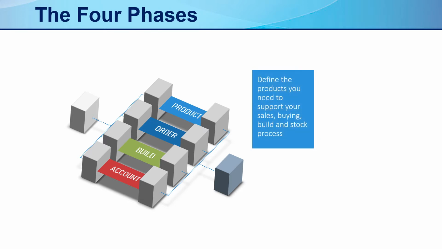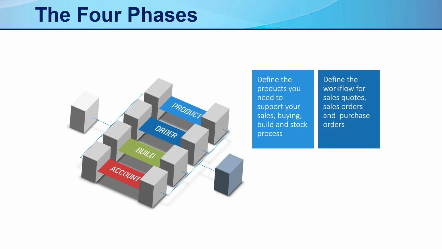The first phase is the product phase, where we define the products that you need to support your sales, buying, build, and stock processes. The second phase is the order phase, where we define the workflows, sales quotes, sales orders, and purchase orders needed to support production.